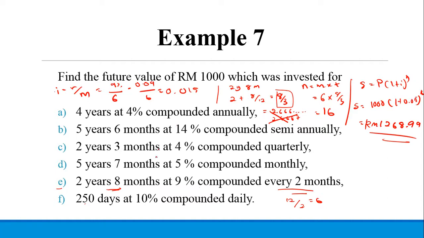Again, I show you how you want to get the E. First you find the I equal to R divided by M, which is 9%. 9% divided by every 2 months means 6 times, divided by 6 you get 0.015. 2 years 8 months, I change first into years: 2 plus 8 divided by 12 becomes 8 over 3. N equals M multiplied by T. M is 6, times 8 over 3, you get 16. So just put that into 1000(1 + I)^n, you get the answer. Easy, right?